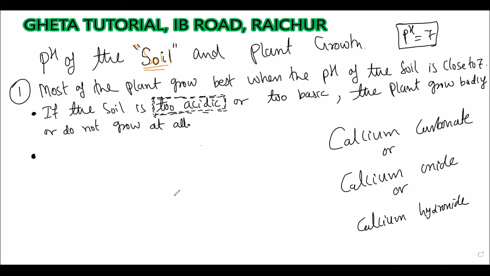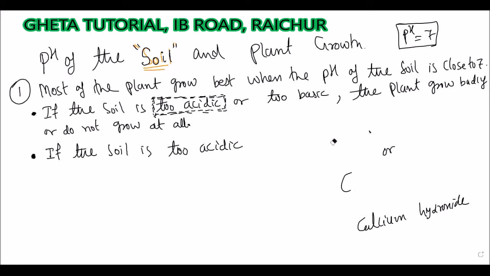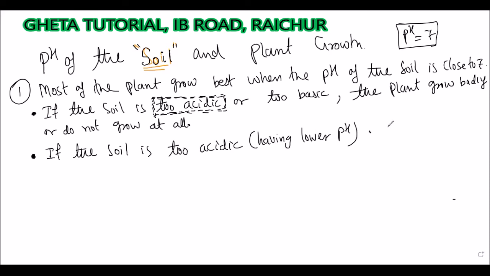Now we can write this important point: if the soil is too acidic, what do you mean by acidic? Acidic means having a lower pH. Then what do we have to do? Then it is treated with base. What kind of bases?